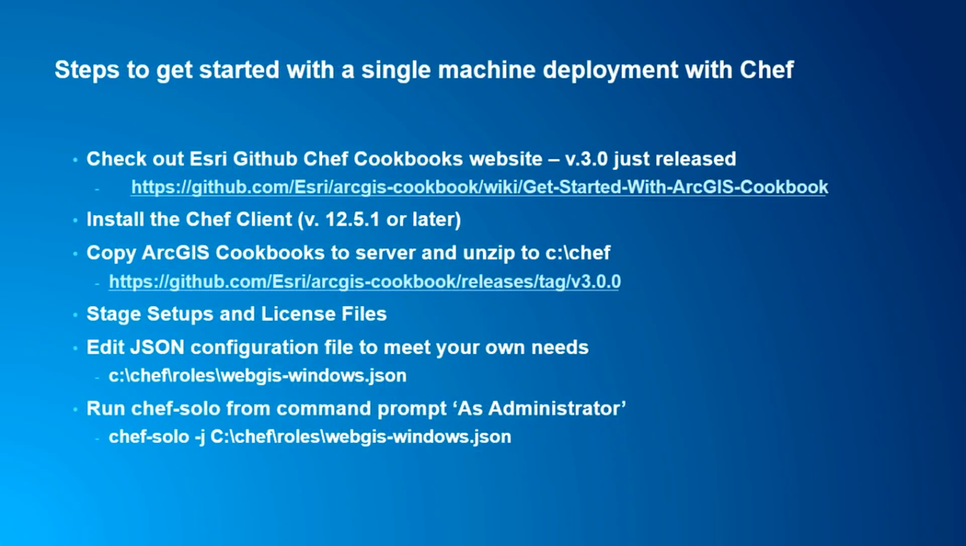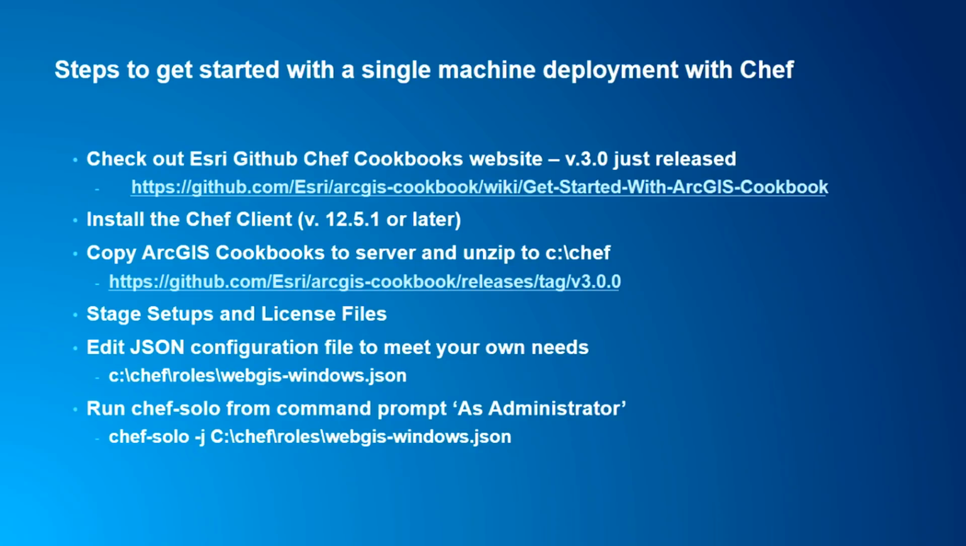So this is just a quick slide of how you get started. And I'm going to jump into a remote desktop session in a moment. Just a few things. The first thing you need to do is go to GitHub, it's public, and look at our Chef Cookbooks website. We have recently released version 3.0, which has been updated to support 10.5 ArcGIS Enterprise. So you can go grab the latest cookbooks that we've built for you there.